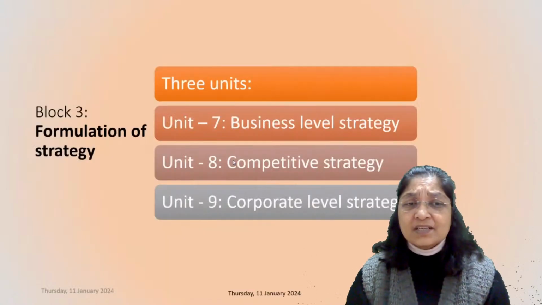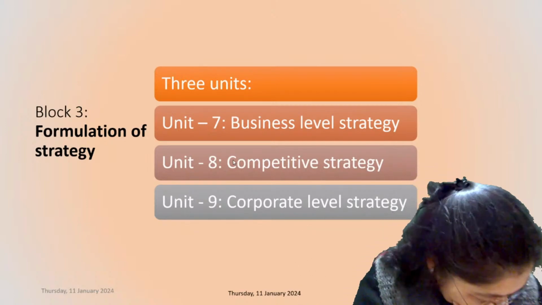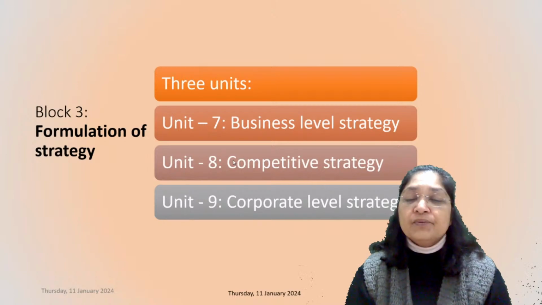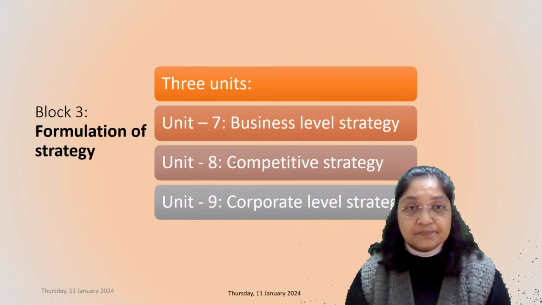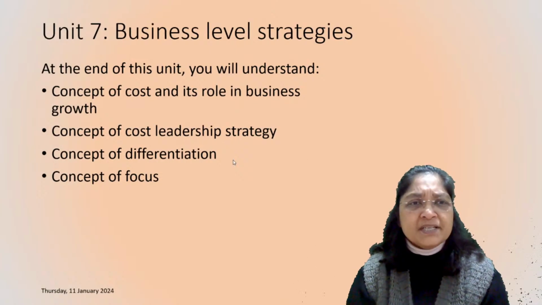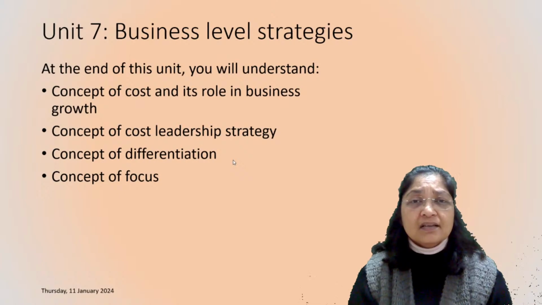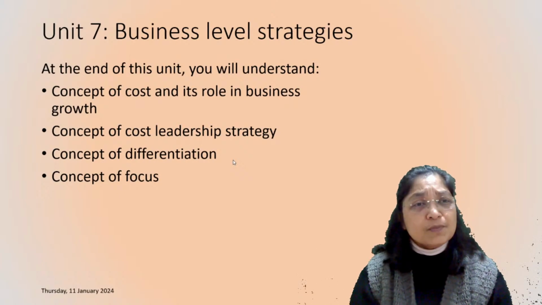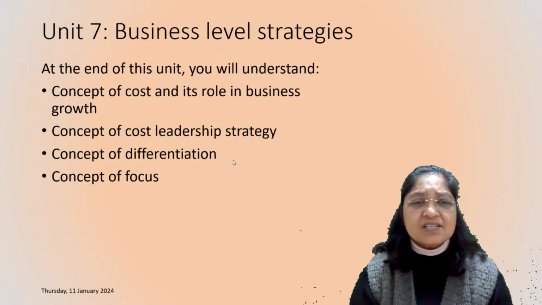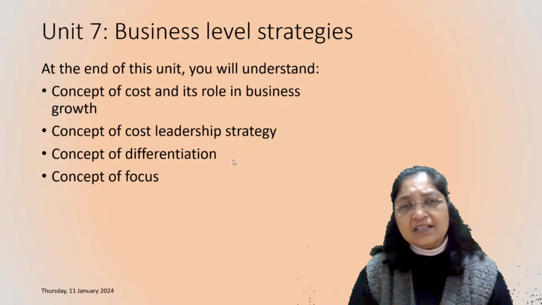As I said, 3 units. Unit 7 deals with business level strategy. Unit 8 relates to competitive strategy, and Unit 9 deals with corporate level strategy. At the end of Unit 7, once we have completed discussing the business level strategies, and once you are through with studying the course material for Unit 7, you would be able to understand the concept of cost and its role in business growth, the concept of cost leadership strategy, the concept of differentiation, and the concept of focus.